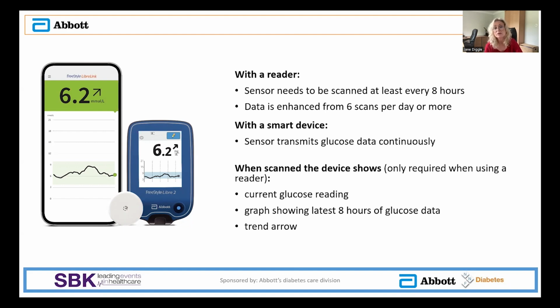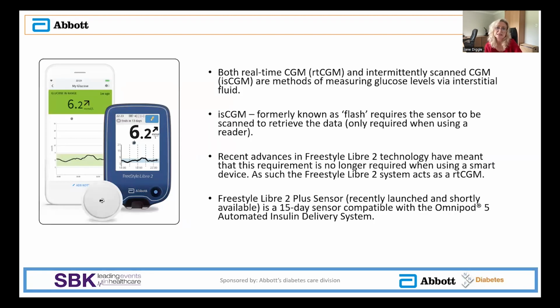As I said, there is now no longer a requirement to scan if a person's using their mobile smart device, apart from the initial scan when they set up and pair to a new sensor. What's happening with their mobile device, providing they keep Bluetooth switched on, is that the sensor will be transmitting the glucose data continuously, providing that the device is within 6 meters without obstruction of the sensor. When the device is viewed or scanned, it shows the current glucose reading on the screen. It shows you the trend arrow, which I mentioned, and it also shows a graph showing the latest 8 hours of glucose data. So if we just move on now to the next slide.